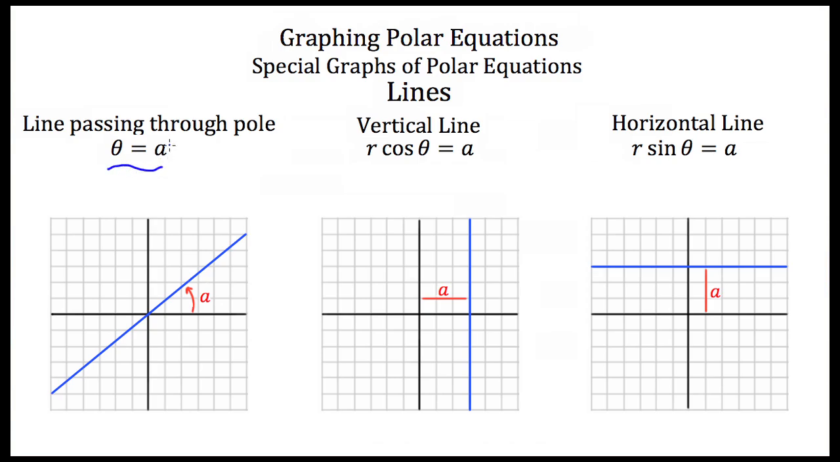If you have the equation theta is equal to a, where a is some number, you end up with a line passing through the pole, and it's a slanted line with this angle a. If you have r times the cosine of theta equal to some number a, then you have a vertical line that is some distance a from the y-axis. If you have r sine of theta is equal to some number a, then you have a horizontal line that's some distance a from the x-axis.